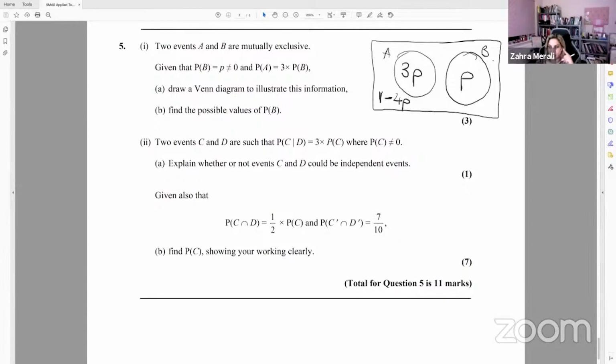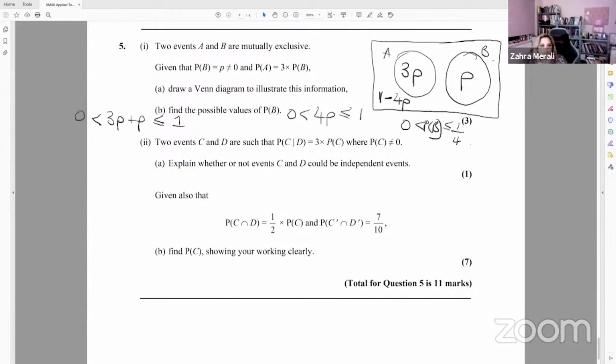Well, we know everything. I mean, you could have 0 on the outside. So essentially, we know that 3p plus p has to be between 0 and 1. So 4p has to be between, well, it can't actually equal 0 because it has a probability. So it has to be greater than 0 and less than or equal to 1. So divide both bits by 4 and you get 0 less than p less than or equal to a quarter. So those are your possibilities for p. And I think they've called it the probability of B there. Let's just write probability of B.